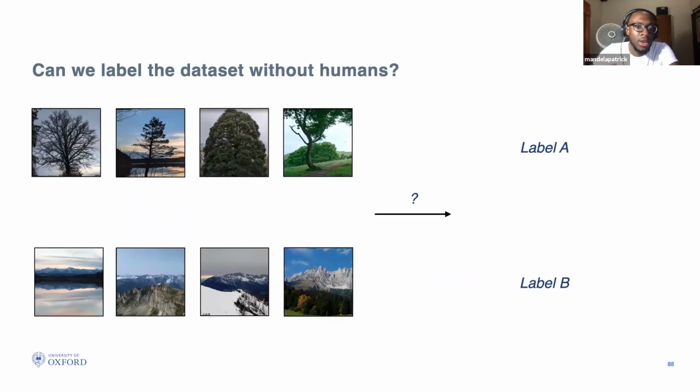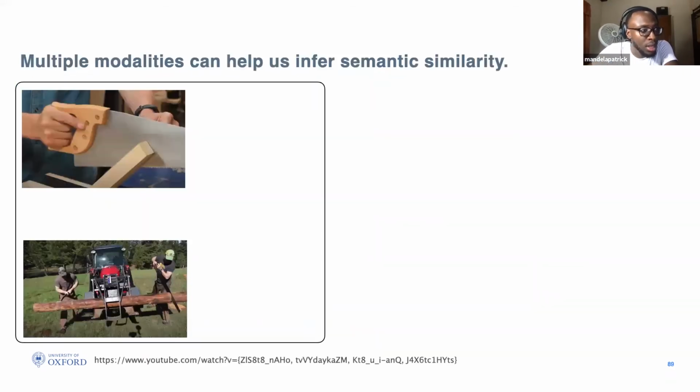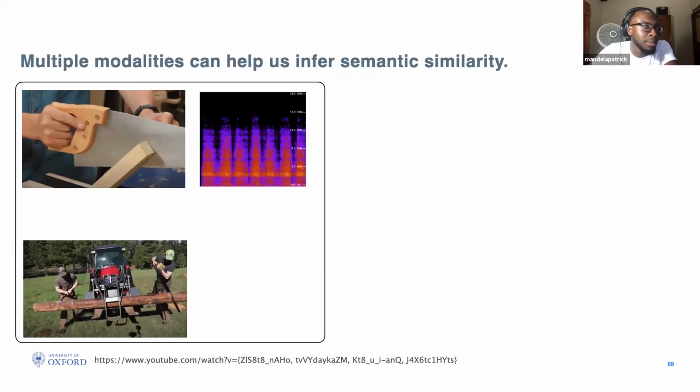For example, even if we do not know what to call this, we can visually group these four images on top together, say as a tree, and at the bottom, let's say mountains. As humans, we have some semantic understanding and can visually group things. So can we train a model to do something similar? And it's the same story as before: can we leverage multiple modalities to help us do that?